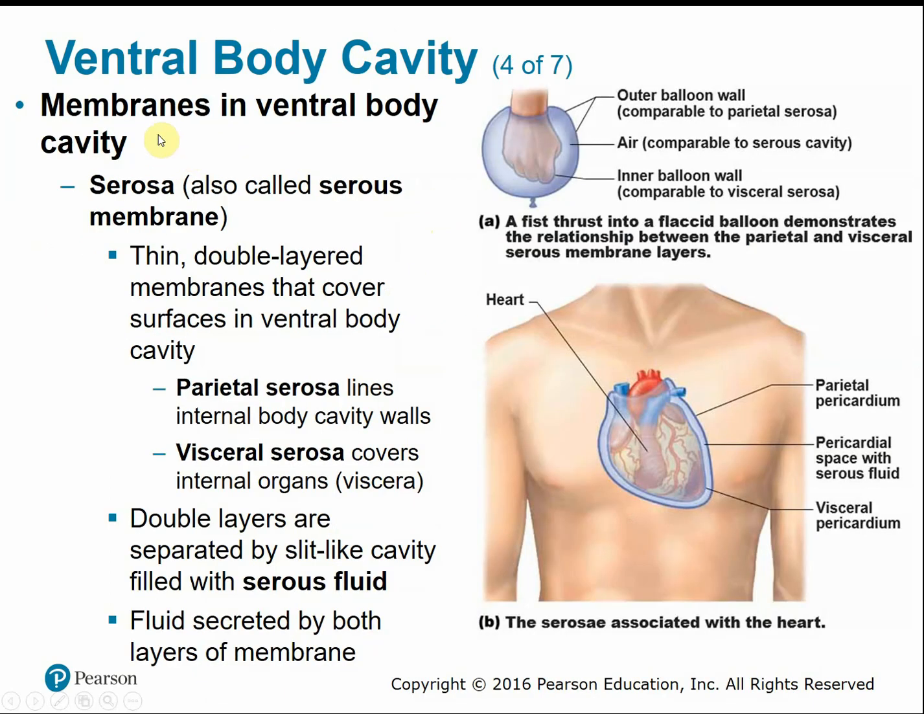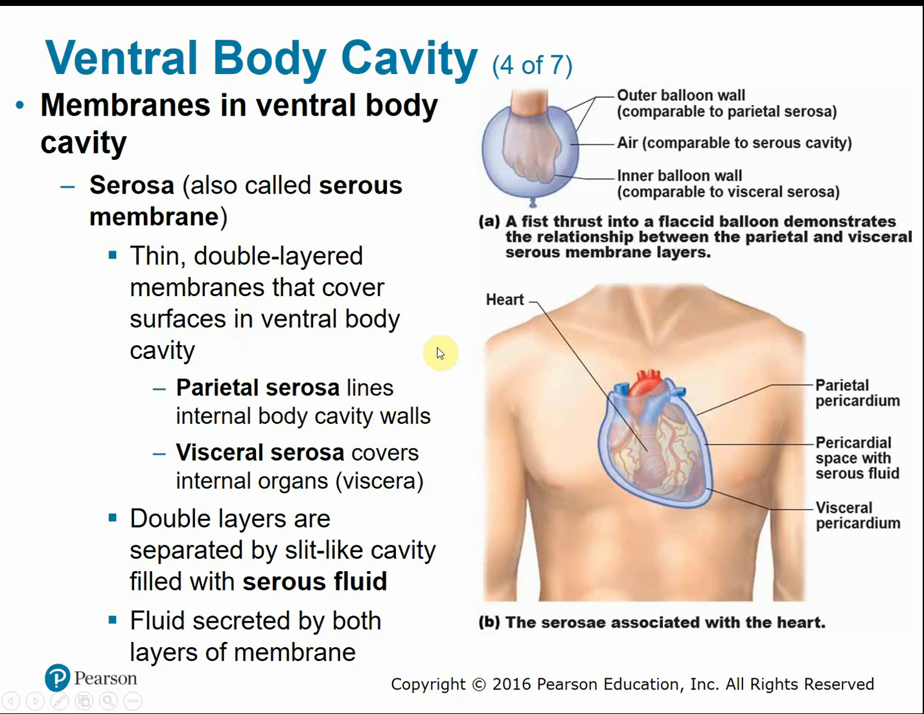The membranes in the ventral body cavity are sometimes called serosa, or serous membrane. It's a very thin, double-layered membrane that covers the surfaces in that body cavity. These two layers have different names. The outermost layer is called the parietal, which lines the cavity wall itself. The visceral layer covers the actual surface of the organ.